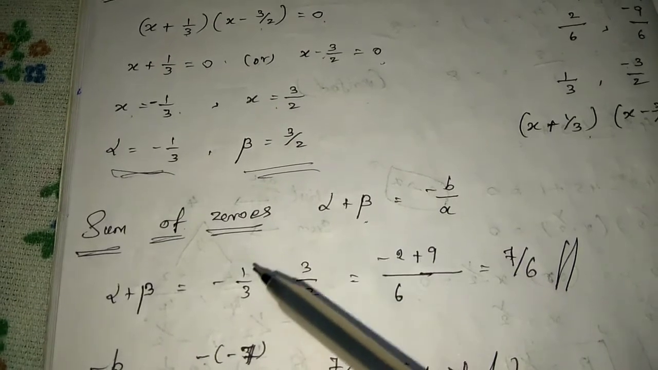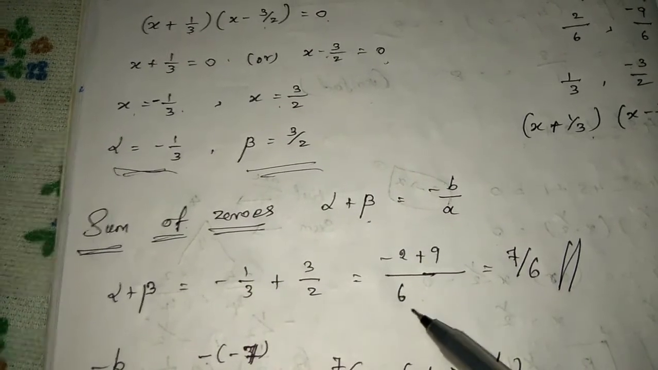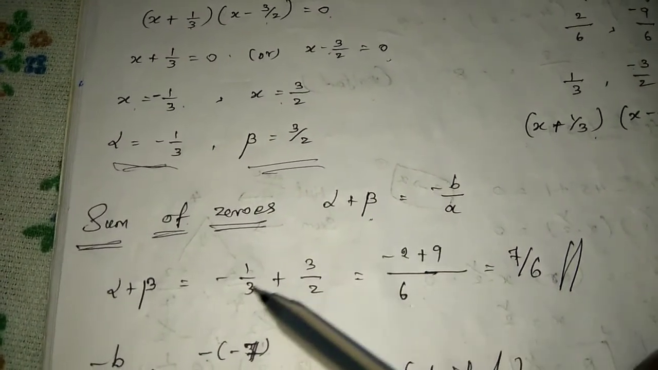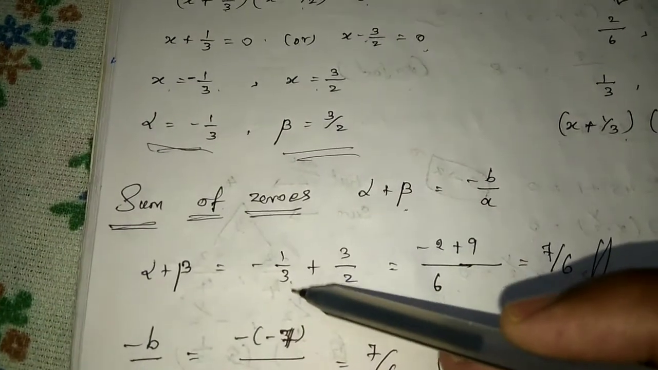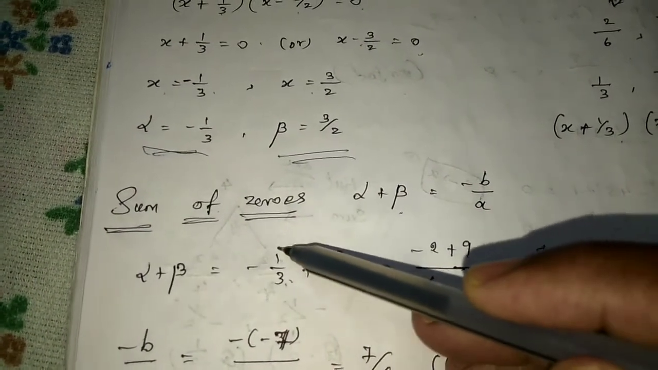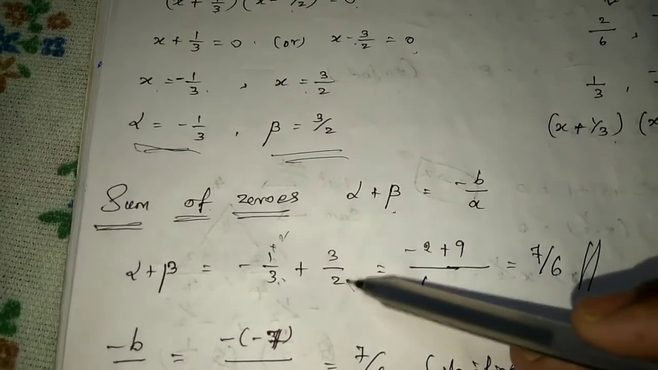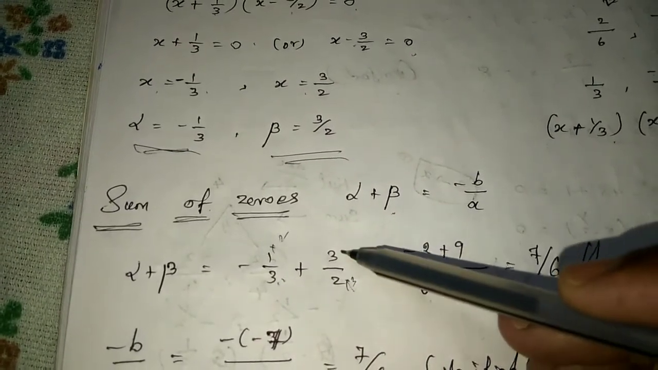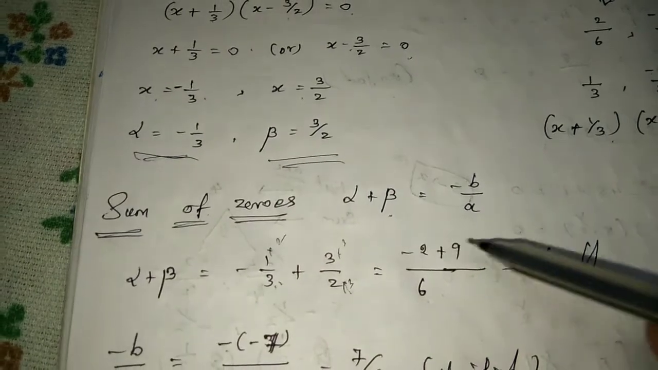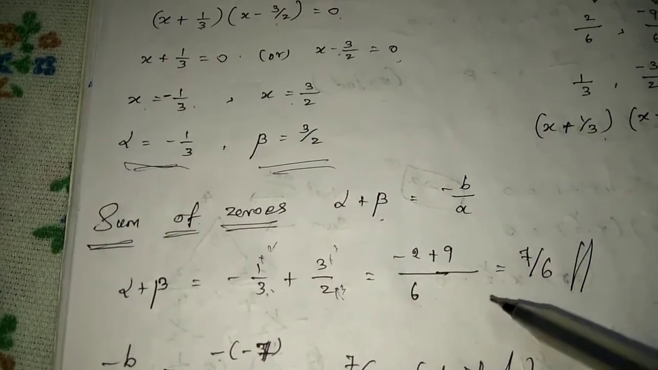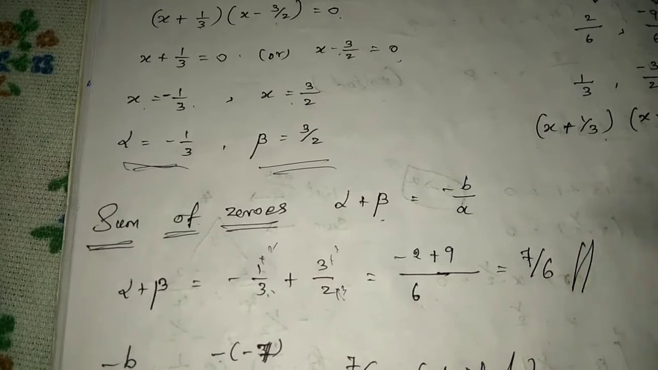Next, here the LCM is 6. When you multiply the 2 here, we get a 6, so you should multiply the same number here also. So minus 1 into 2 is minus 2. Here, when you multiply by 3 you get a 6, so you multiply the same number 3 here also. So 3 threes are 9. So minus 2 plus 9 gives 7 by 6.